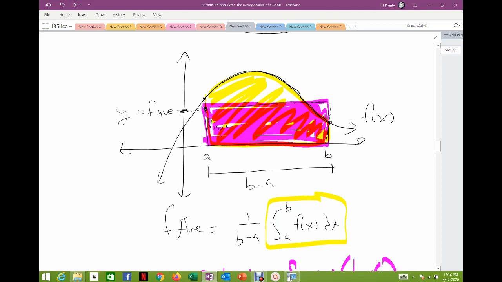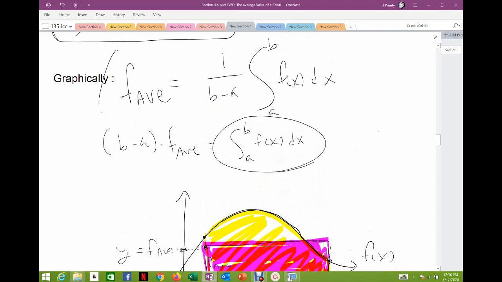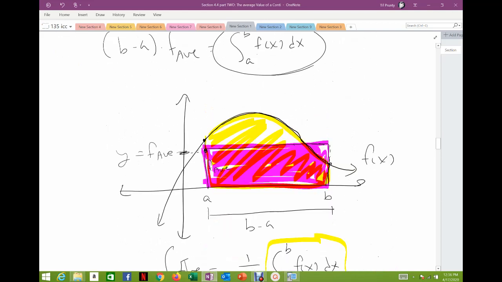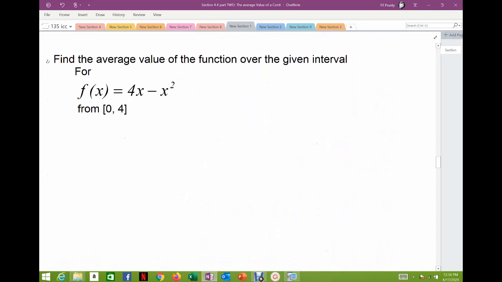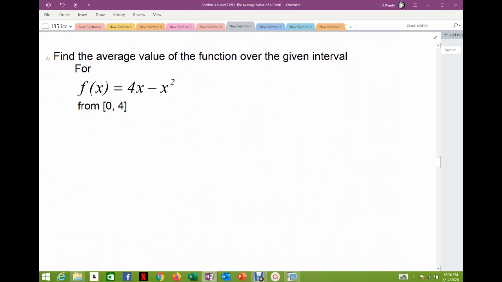Again, we're going to just be finding the average value, so we're just going to be solving this. But this is what's going on graphically. So now we're just going to practice it. Find the average value of my function over the given interval 0 to 4. So I want to know what is the function's average from 0 to 4. On average, what's my function value?